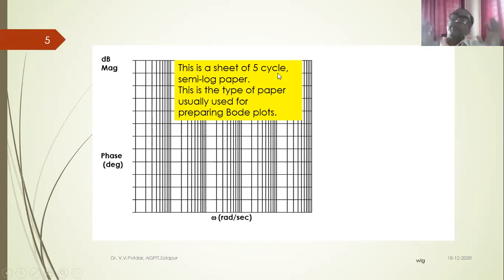I can have a sheet of 10 cycles. I can have a sheet of 20 cycles. So this is a sheet of 5 cycle semi-log paper. This is the type of paper usually used for preparing Bode plots, right?